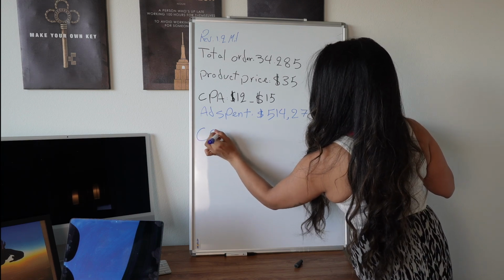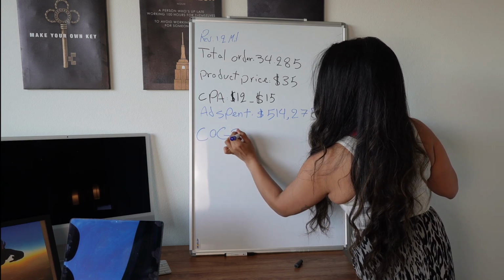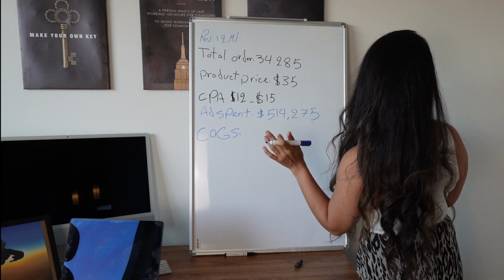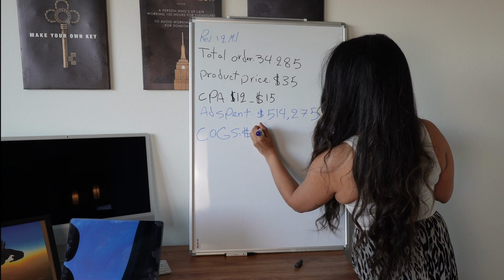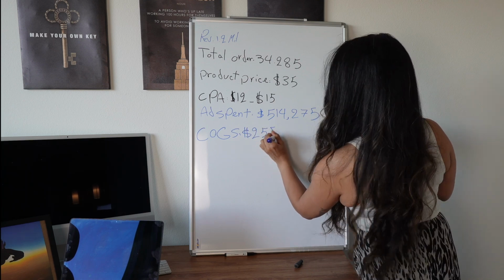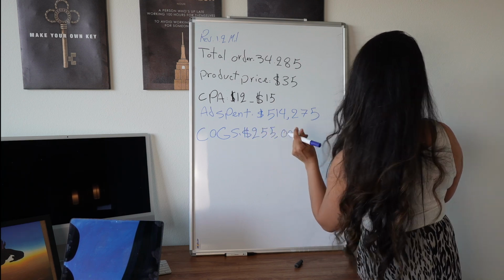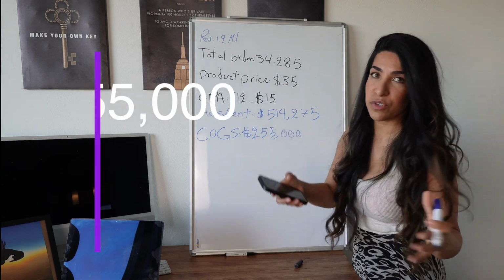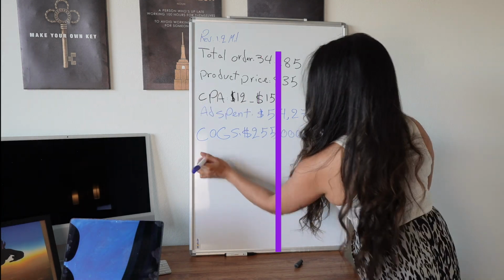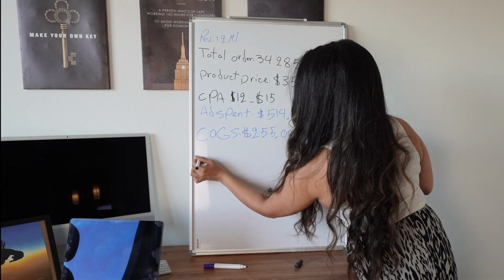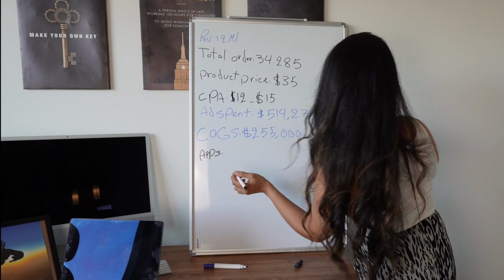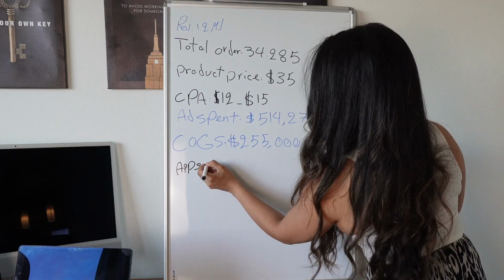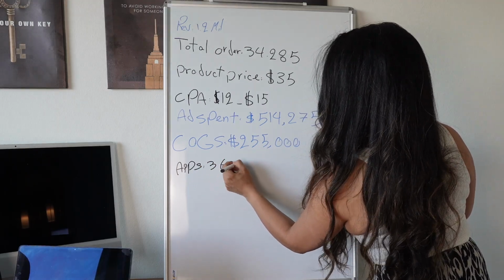Then we have cost of goods. $8 to $10 was our cost of goods per unit, so the total was $275,000. And then we have apps, subscriptions, all these things. So I'm gonna write apps. That one was 3,600.